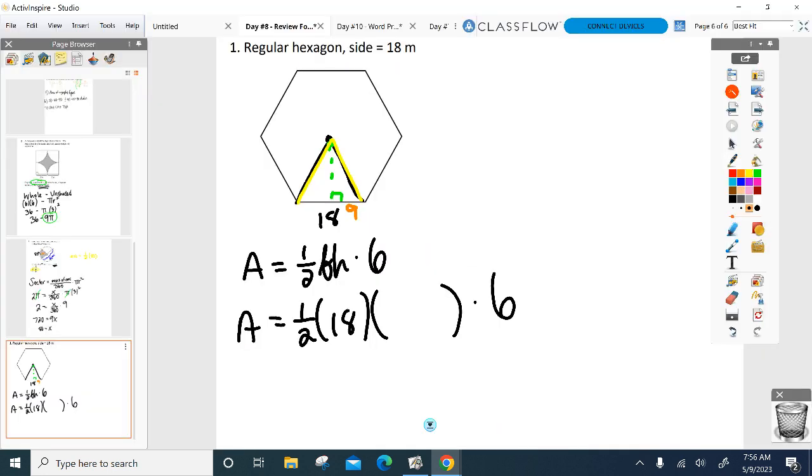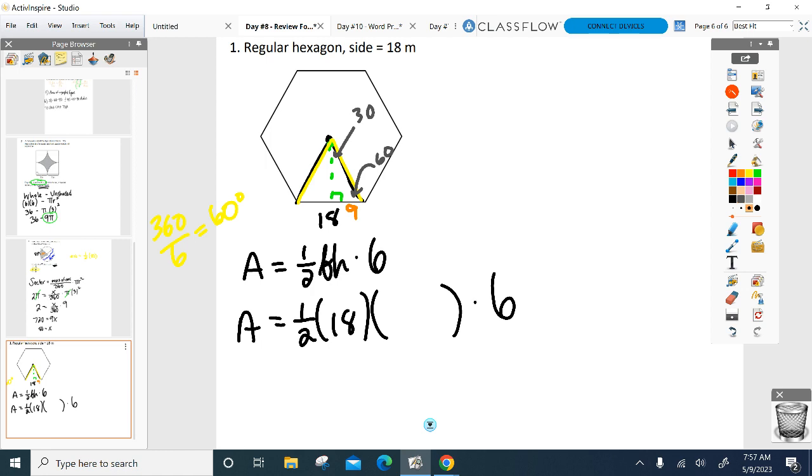Maybe help, Spence? Remember how to find it? You divide 360 by the sides. There you go, boss. 360 divided by 6 sides. That's a 60-degree angle. And the height bisected it. So, yep, this is a 30, 60, 90. 30, 60, and the 90 is already there.